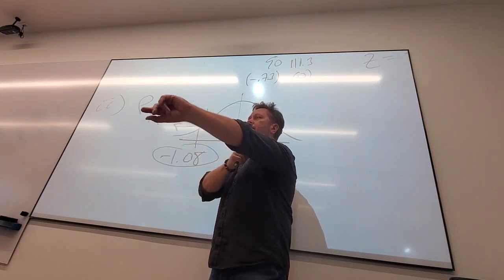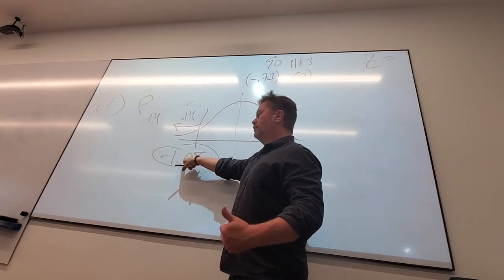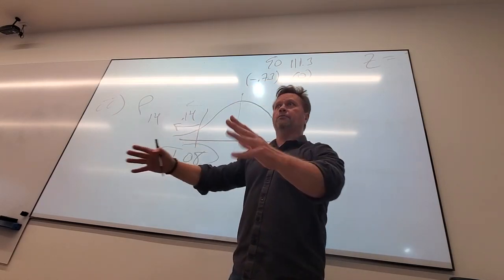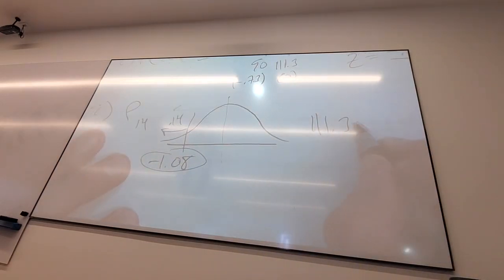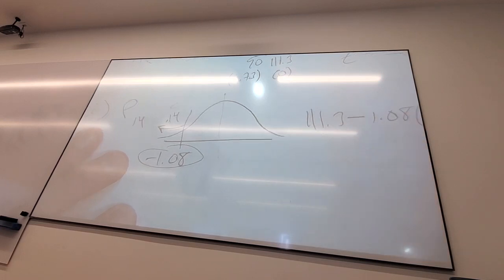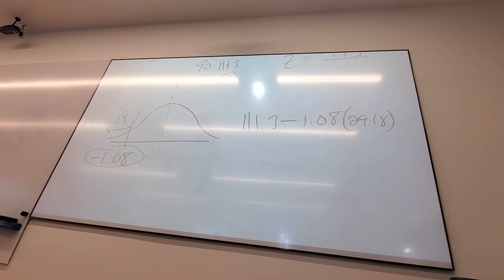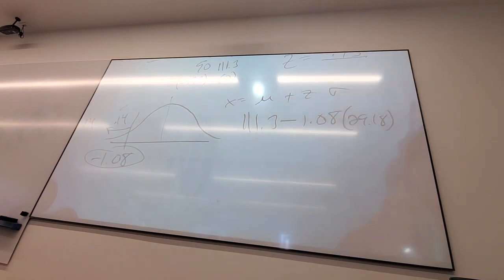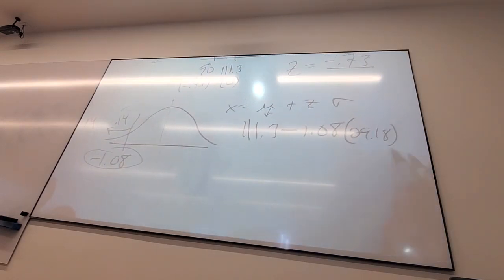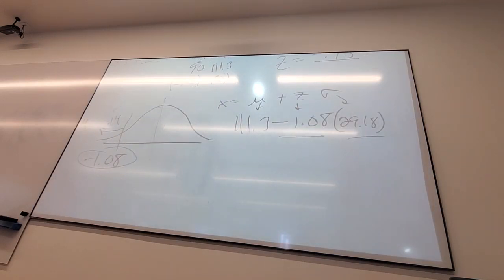I need you to understand. Wouldn't I just start at the mean and go down 1.08 standard deviations? I would start at the mean, 111.3, and I would go down 1.08 of these. Yes? That comes straight from what a z-score means. But what's the formula? Mu plus z sigma. Well, what's mu? 111.3. What's z? Negative 1.08. And what's sigma? Freaking 29.1. So it's the same thing.